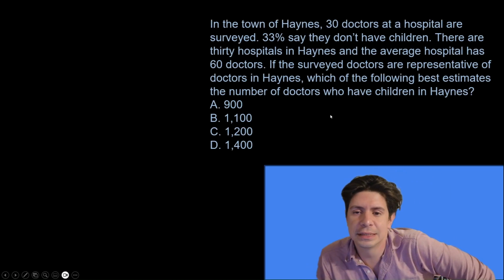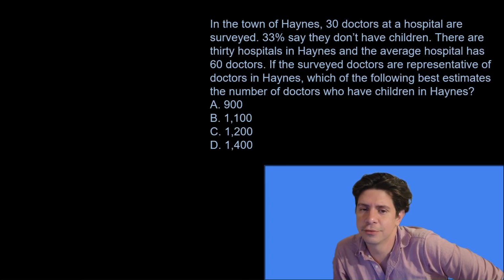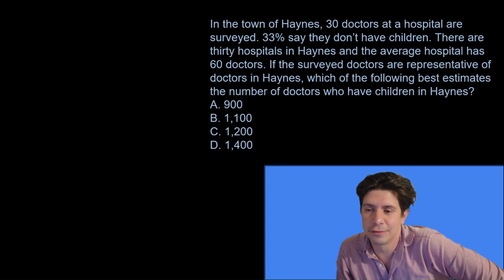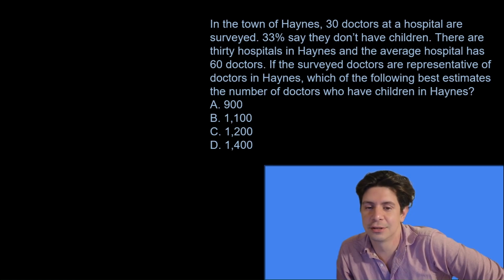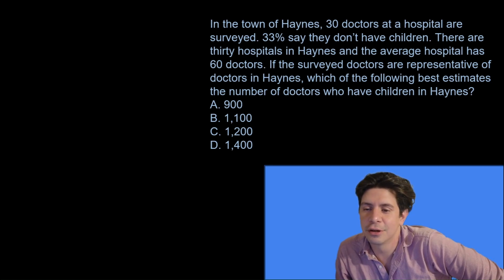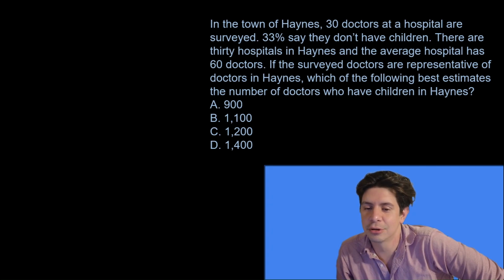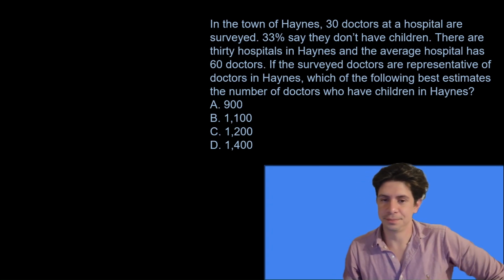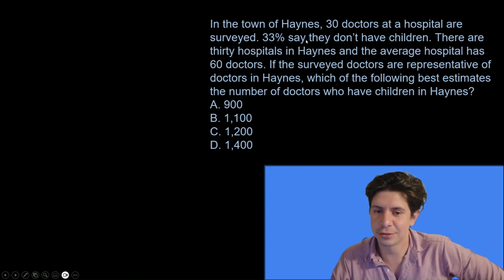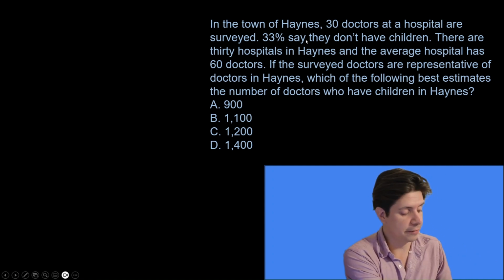Now we have this. In the town of Haines, 30 doctors at a hospital are surveyed. 33% say they don't have children. There are 30 hospitals in Haines, and the average hospital has 60 doctors. If the surveyed doctors are representative of the doctors in Haines, which of the following best estimates the number of doctors who have children? Okay, so 33% say they don't have children, so that means 67% say they do.